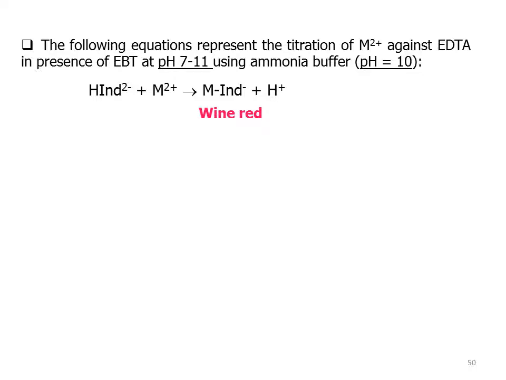The following equations represent the titration of central metal ion with EDTA in presence of EBT at pH 7 to 11, using ammonia buffer at pH 10.